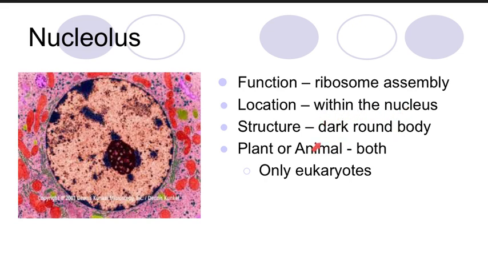It's located within the nucleus, it's dark and round, and its function: it contains the genetic information to make ribosomes, and it's also where a lot of ribosome assembly occurs. Okay, so this is where that's occurring. This is obviously, once again, only in eukaryotes because it is inside of a nucleus. So plants, animals, protists, amoebas.